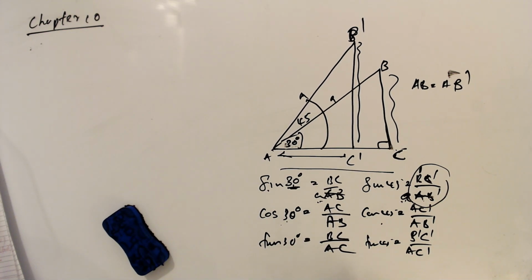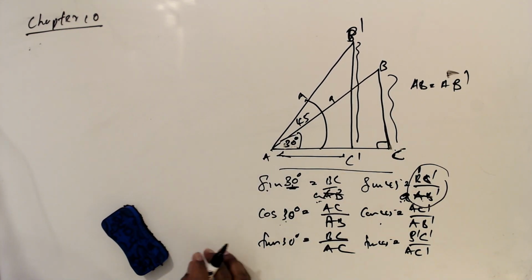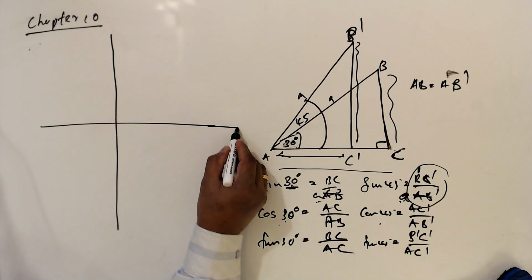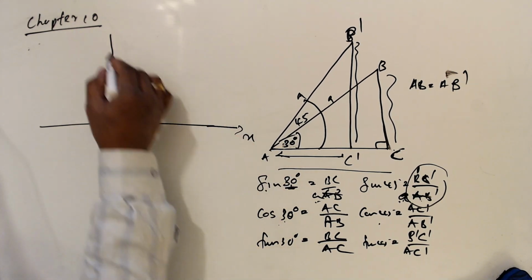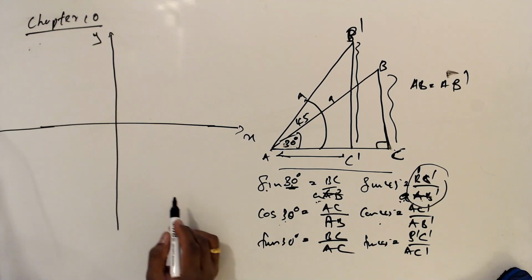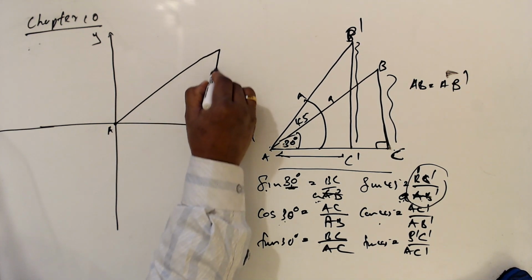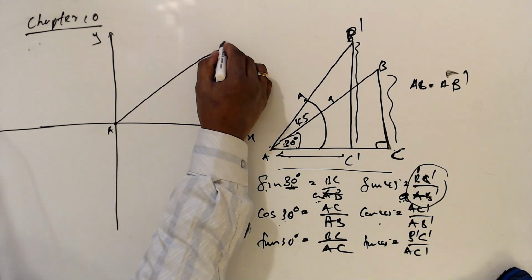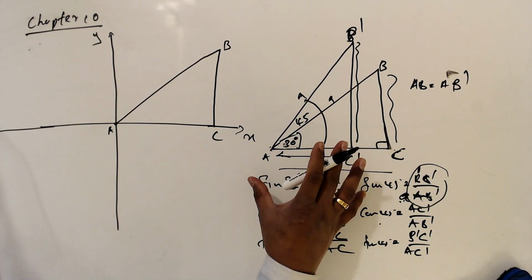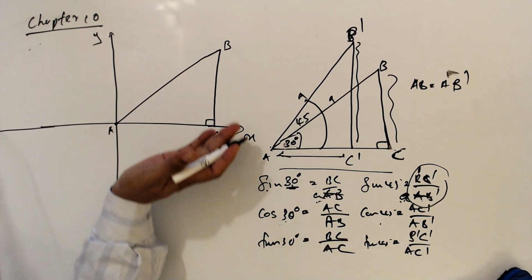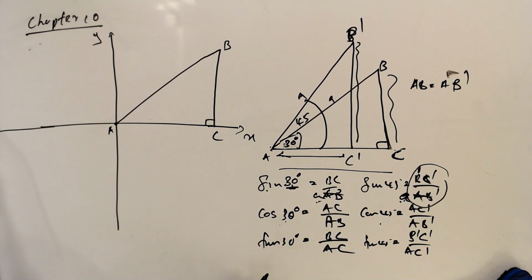We see what is happening. In this chapter on trigonometry, we'll bring this right angle triangle and place it on the xy plane. So this is A, this is B, and this is C. Now I took this ABC triangle to the xy plane, and I'm moving along the xy plane and trying to build up a relationship, any special things.